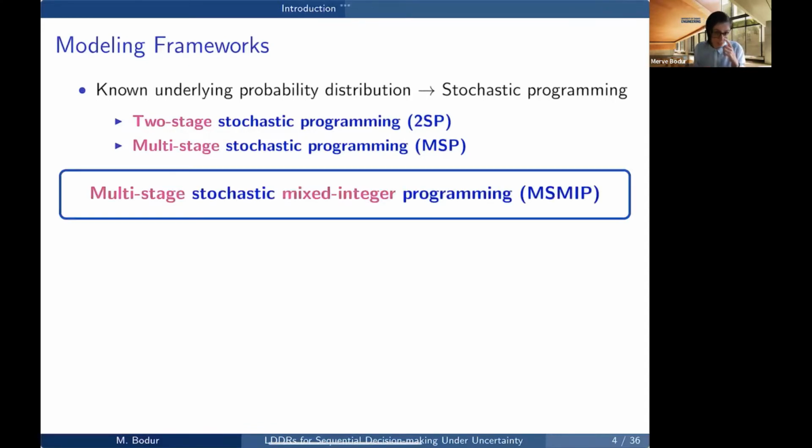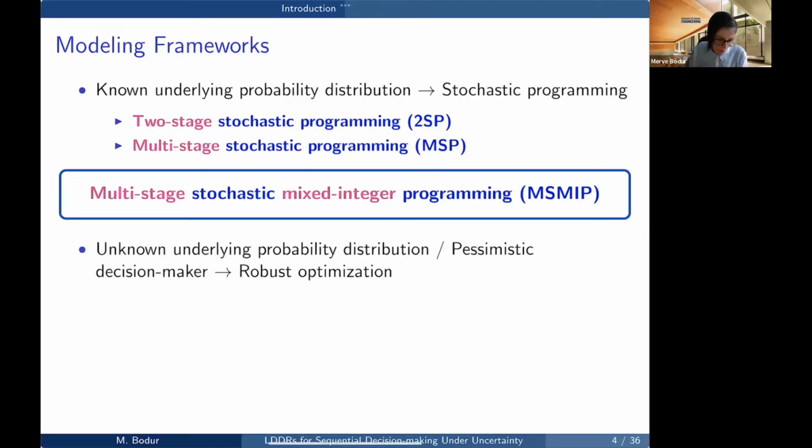And in fact, in our work, we will be focusing on a very, very challenging problem class, namely multi-stage stochastic programming, where we also have some integer valued decisions. So we will be looking into the mixed integer programming version of multi-stage stochastic programs.